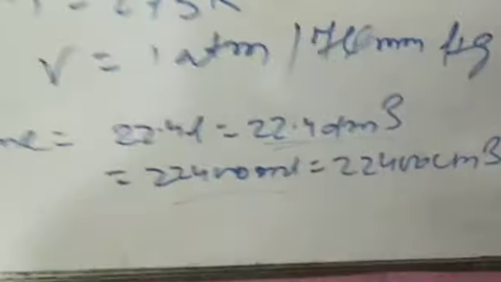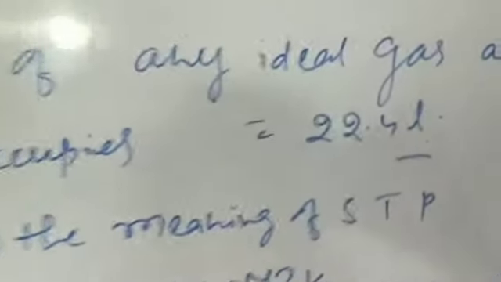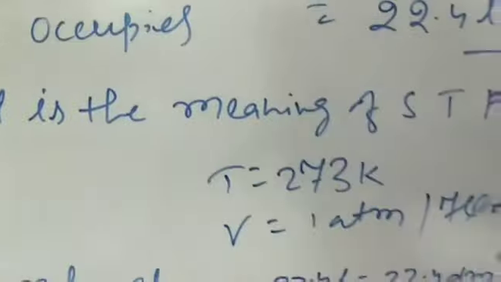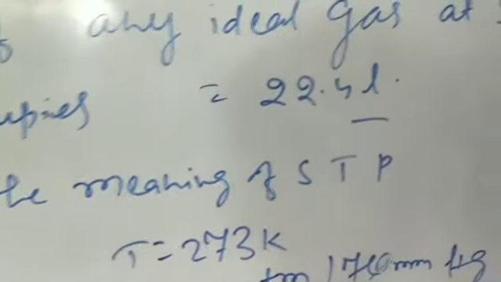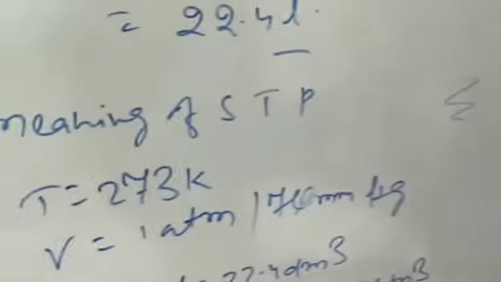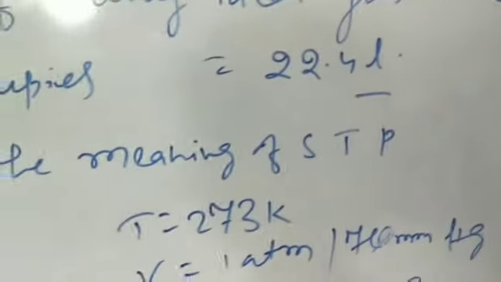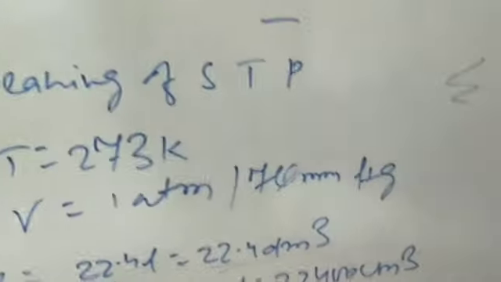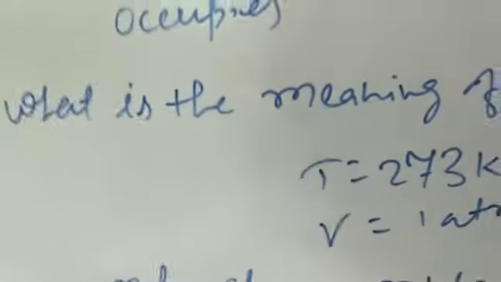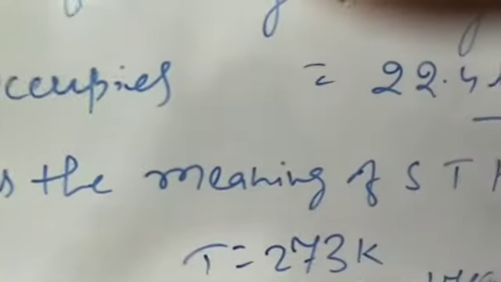In this way, we convert its unit. Actually, you must comment on it. What is the actual meaning of ideal gas at STP? That is 22.4 liter. That means temperature 273 Kelvin and 1 atm pressure, that is 760 mm Hg, and it is also known as molar volume. That is equal to 22.4 liter, equal to 22.4 dm cube, that is 22,400 ml, that equals 22,400 centimeter cube. Now I am discussing some numerical on this important point.